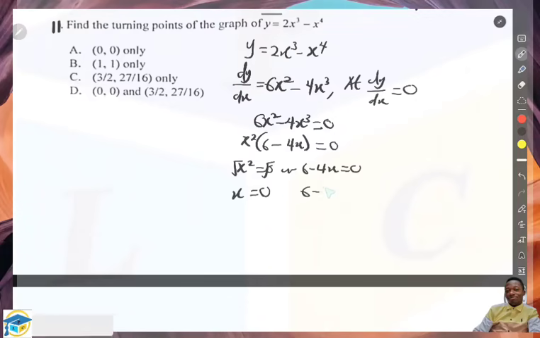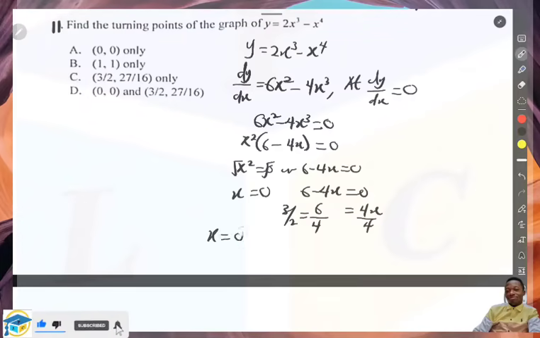But when we have 6 minus 4x equal to 0, we get 6 equal to 4x. Divide both sides by 4. What are we getting? 2 goes into 4, 2; 2 goes into 6, 3. So it becomes 3 over 2. Therefore we have x equal to 0 and then 3 over 2.